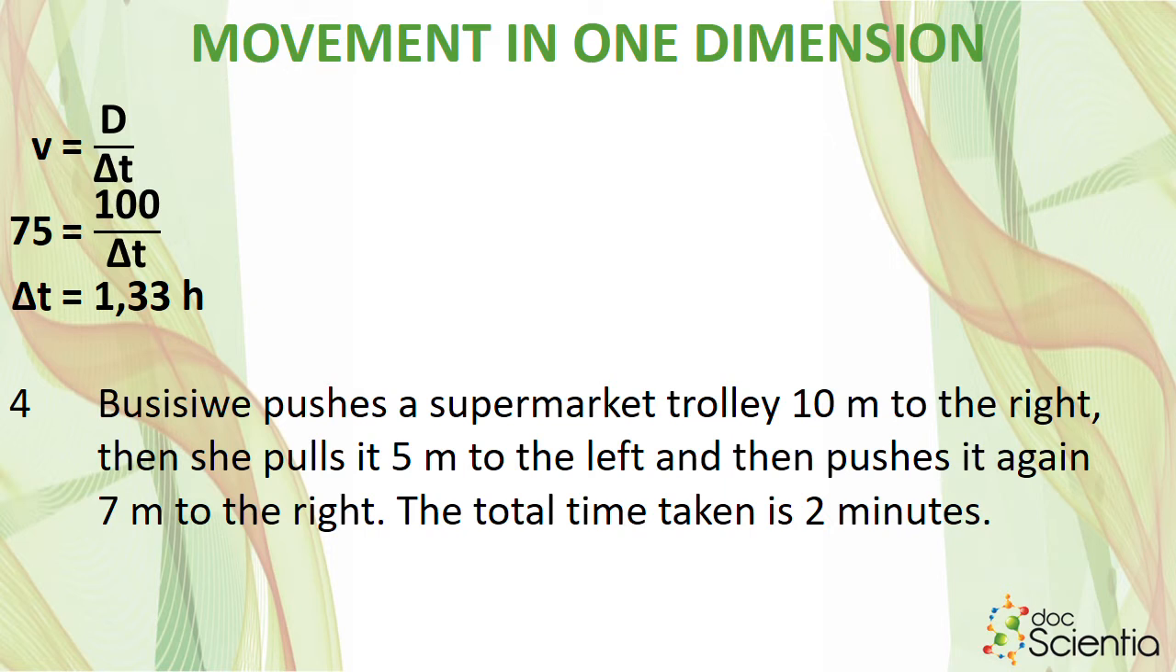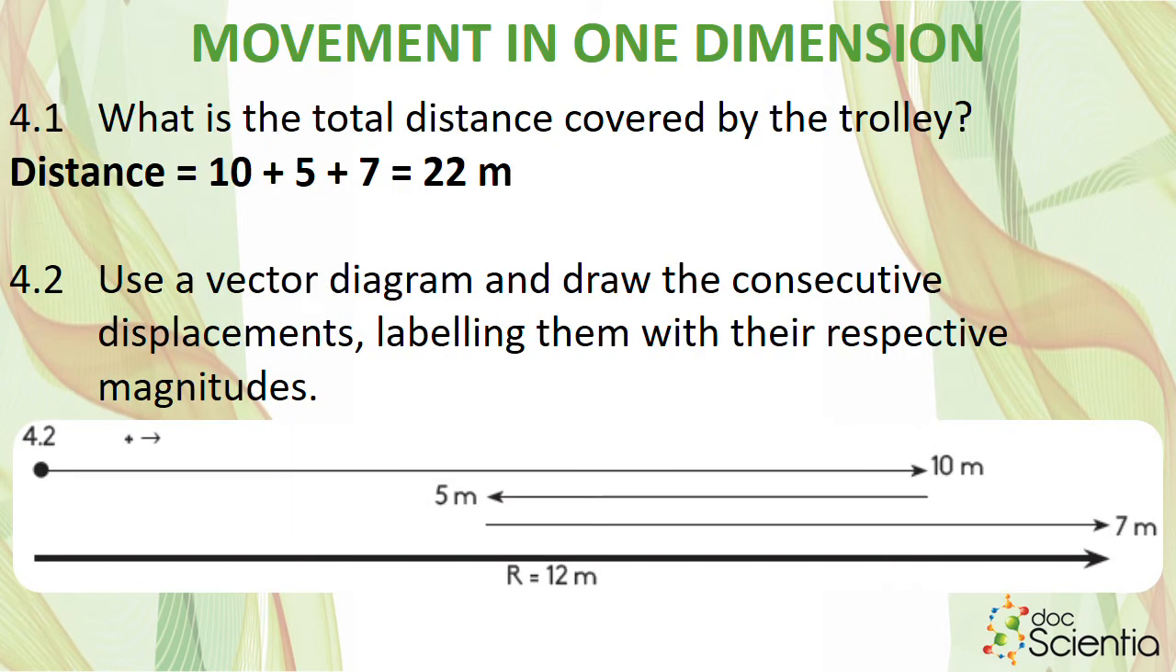Okay, everyone happy with that? Then for number 4, they say Busisiwe pushes the supermarket trolley 10 meters to the right, en dan 5 meter links, en dan weer 7 meter rechts. In totaal vat dit vir 2 minute. Now you need to understand that when we are calculating average speed, we look at the distance. So the total distance that she covered is 22 meters.